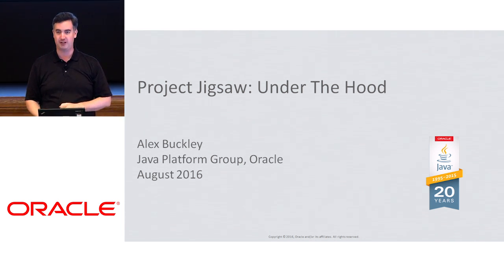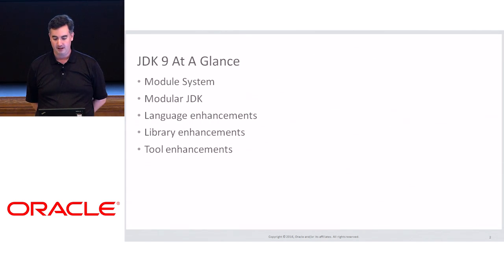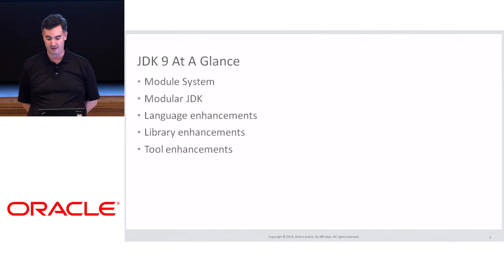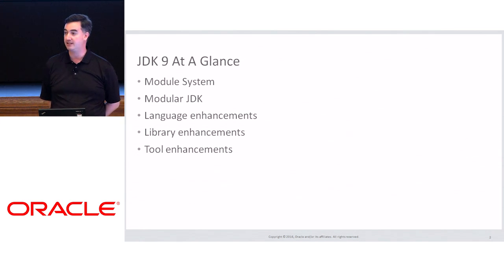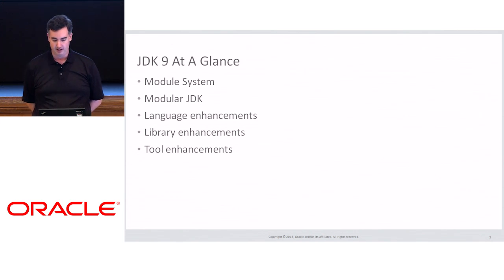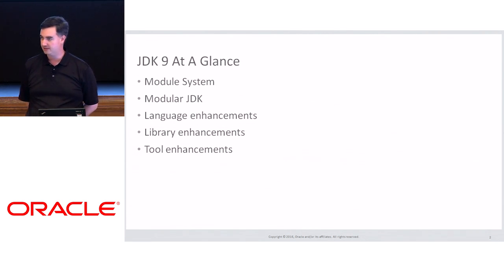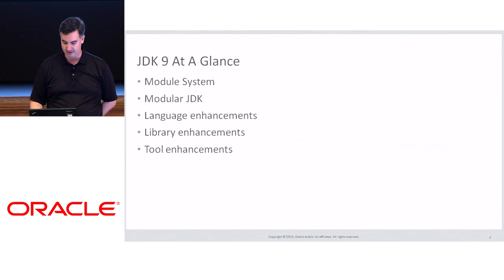So, Jigsaw Under the Hood. In JDK 9, the main feature is a module system that lets code be more reliable and maintainable. We've used the module system to turn the monolithic JDK into the modular JDK, breaking up the rt.jar file inside the JDK into dozens of reusable modules. JDK 9 also has small enhancements to the Java language and somewhat larger enhancements to the standard libraries. Plus, Javadoc gets a search box, and the JDK includes a REPL at last.